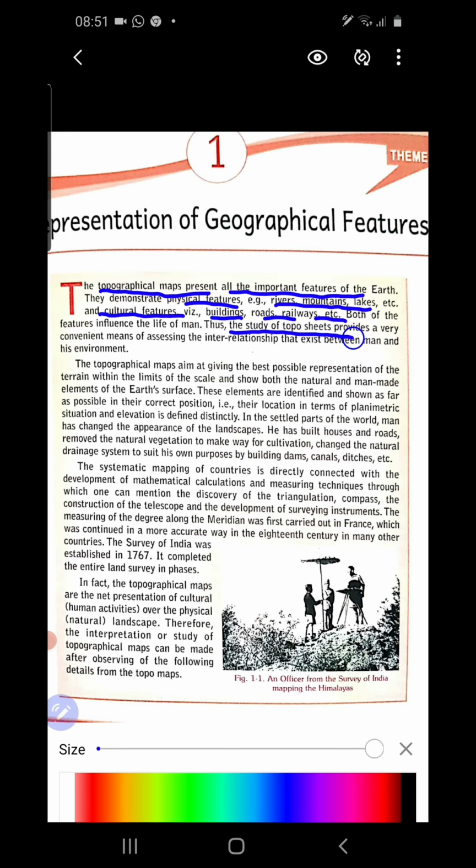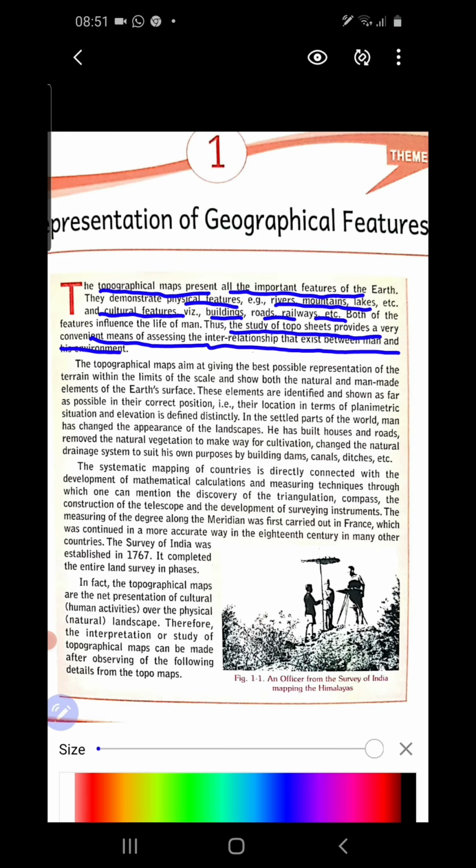Thus, the study of a topo sheet provides us a very convenient means of assessing the interrelationship that exists between man and his environment. So, learning of the topographical map is very important. Why? Because we should know the interrelationship between both the physical and the man-made features on the earth.